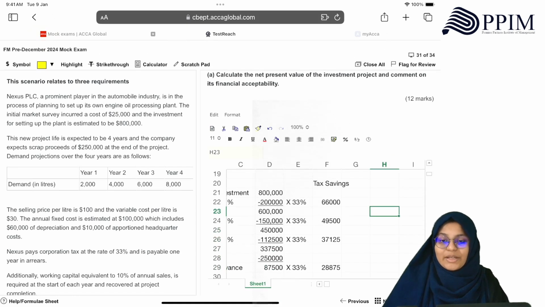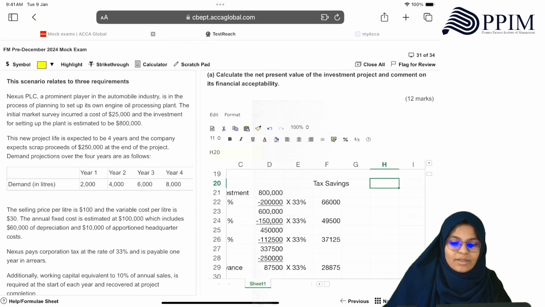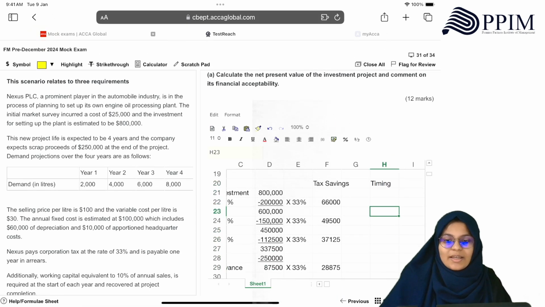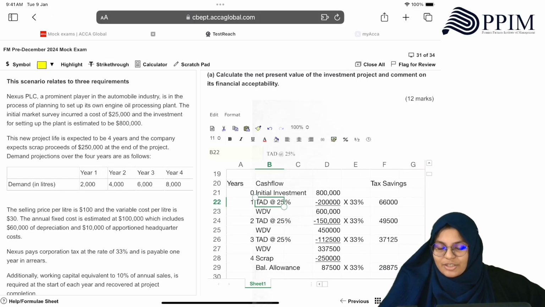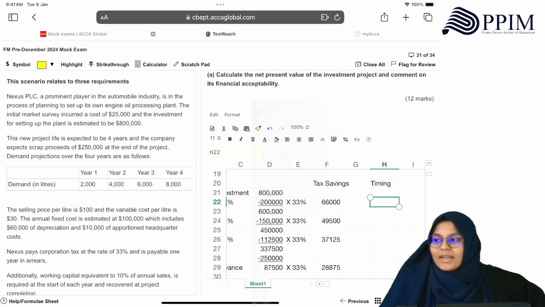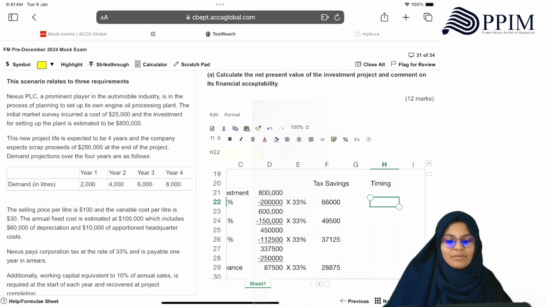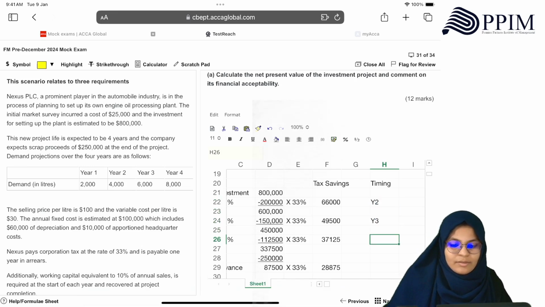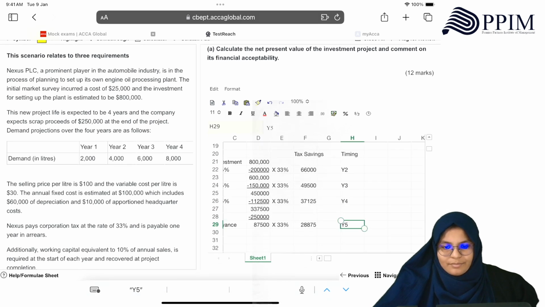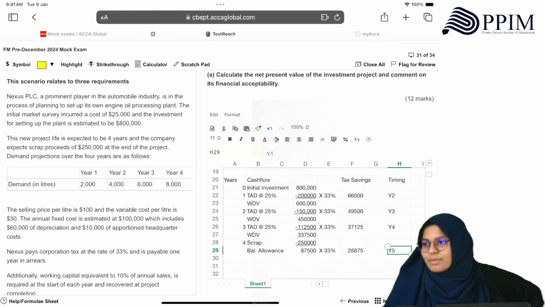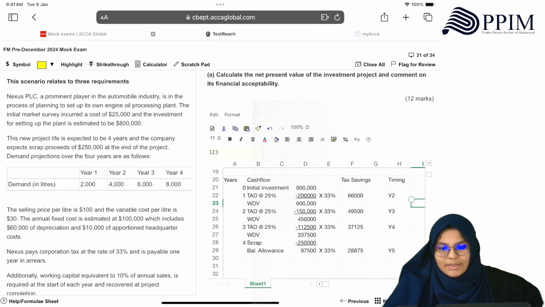Okay, finally you need to decide the timing. That's very important because everything is paid in arrears. This 66,000 you get it 1 year later. It's tax allowable depreciation for year 1, but it's actually the benefit you get the following year. So this is year 2, year 3, year 4 and year 5. Okay, so that is basically your tax allowable depreciation adjustment.